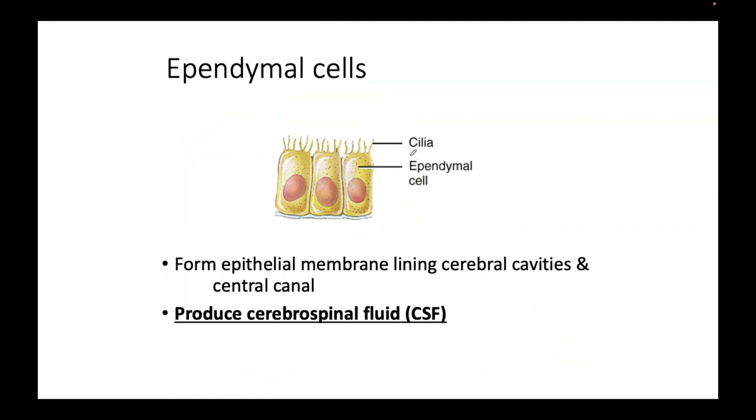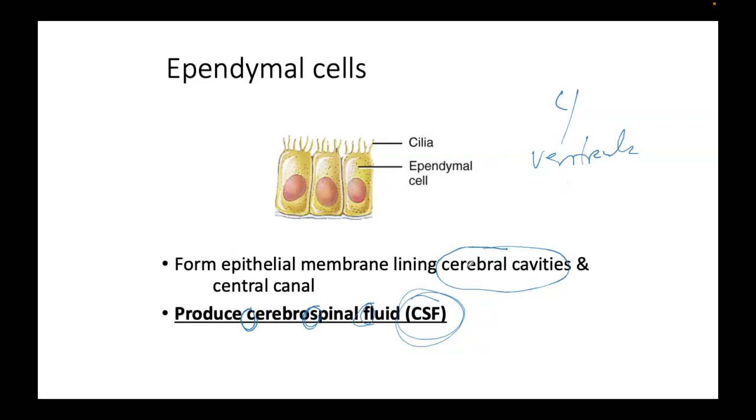Ependymal cells, these are really important. They're going to line the ventricles of the brain, and the ventricles are these cerebral cavities that produce CSF. CSF stands for cerebral spinal fluid. Ependymal cells line the ventricles in the brain, and we have 4 ventricles of the brain, and we'll go over the ventricles when I cover the brain.